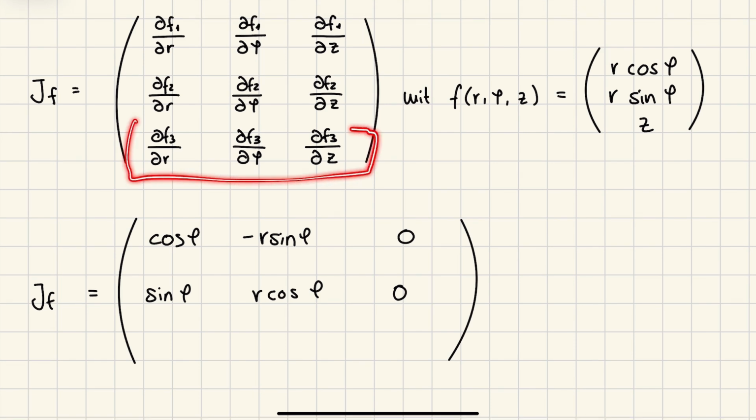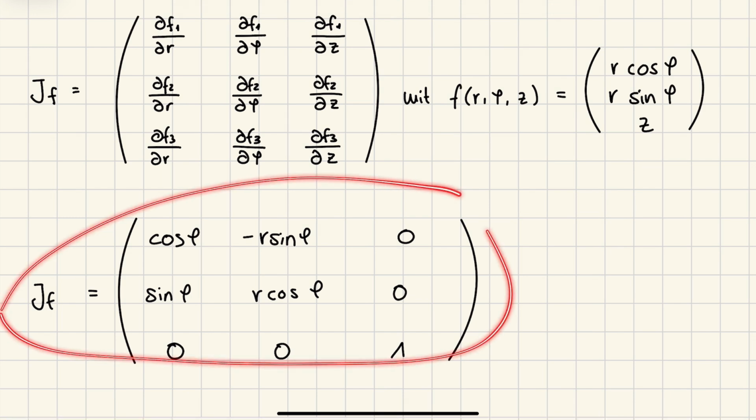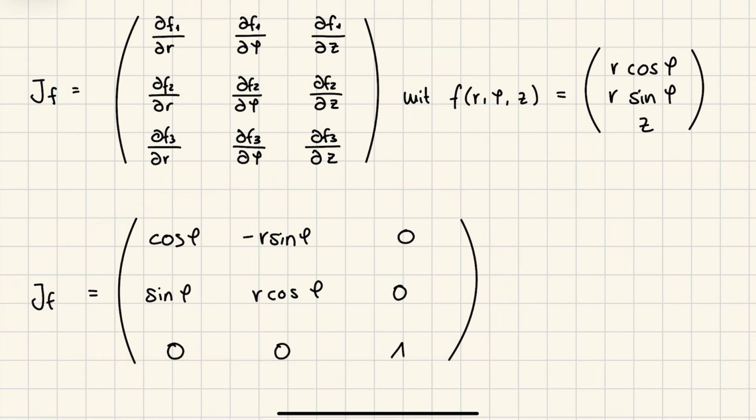For the third row of our Jacobian matrix, we're going to have to look at the third component of our transformation, which is simply this z. Z differentiated with respect to r is simply 0. Same for the derivative with respect to phi. And z differentiated with respect to z simply gives 1. So this is the final result for our Jacobian matrix for the transformation from Cartesian to cylindrical coordinates.